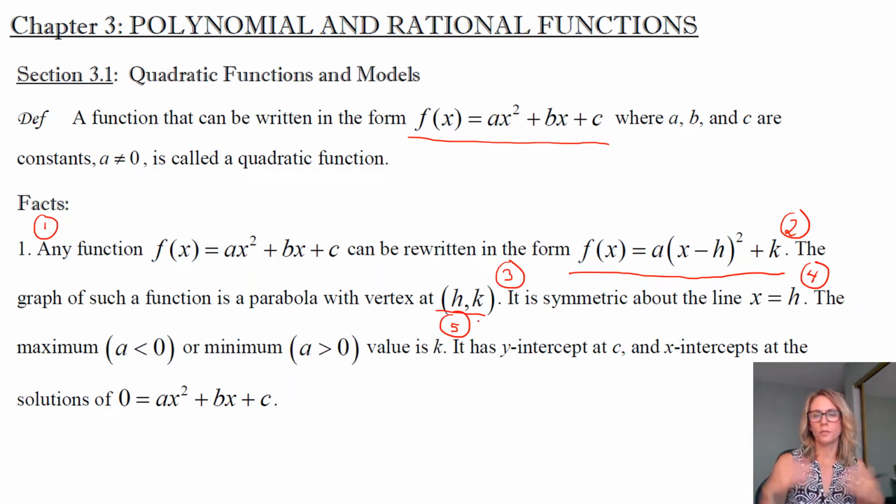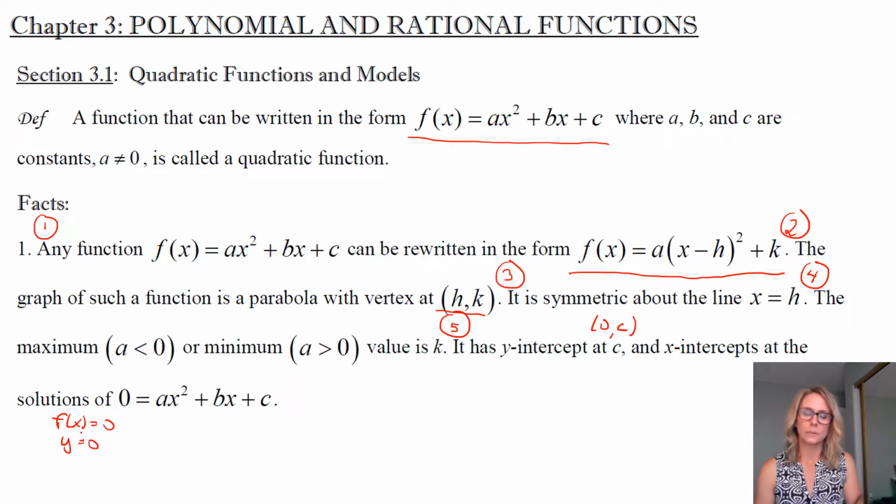Okay. If you think about it, no matter how you slice it, no matter how you write it, if x is 0, then you're just left with c, which means you have a y-intercept at the point 0, c. And if you were to take that function and set it equal to 0, so here you're making f of x equals 0, which is the same as making y 0, then you're going to be able to find your x-intercepts, the places on the x-axis where the parabola crosses it.